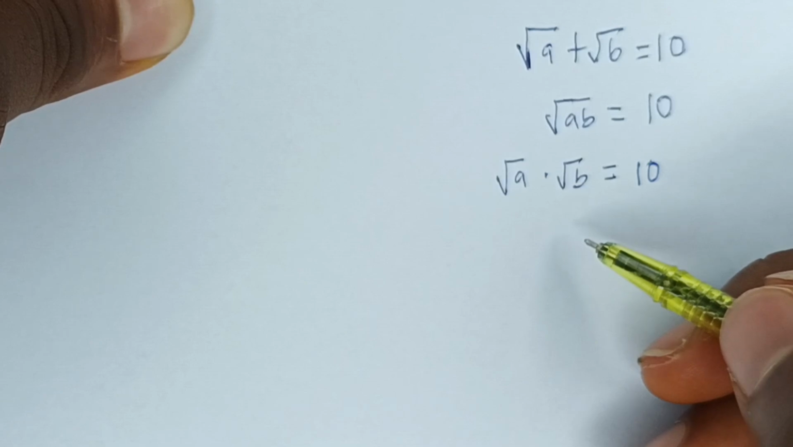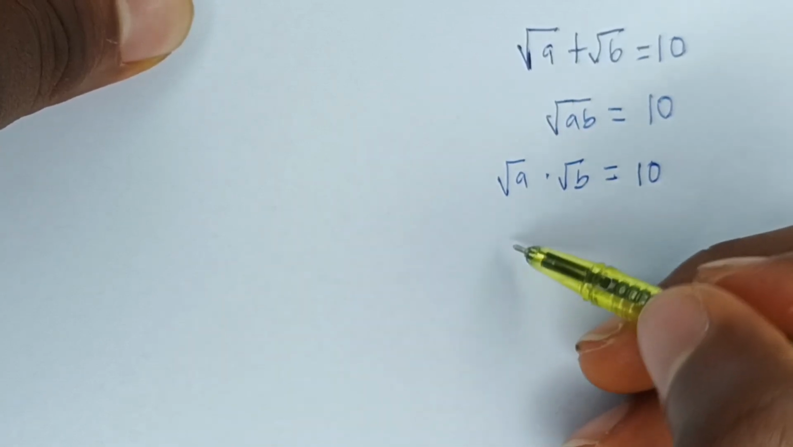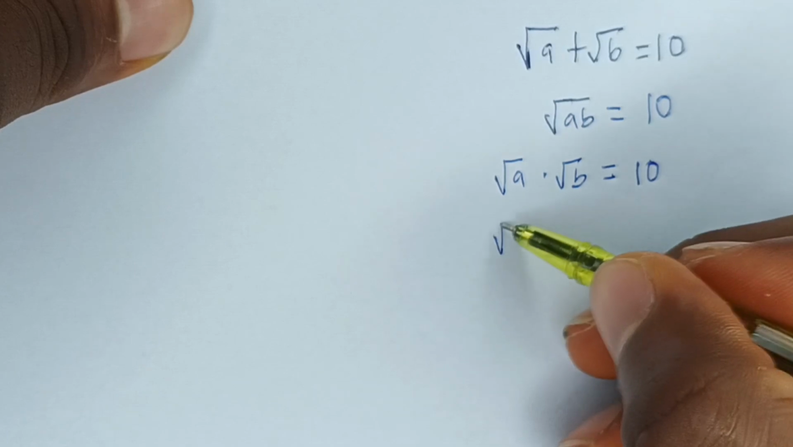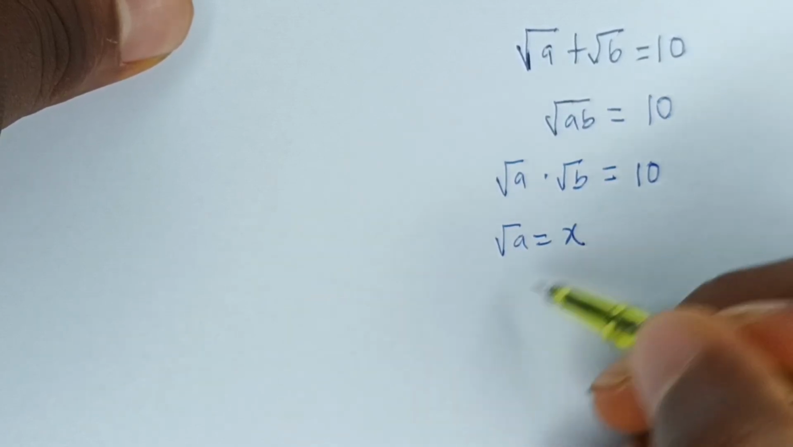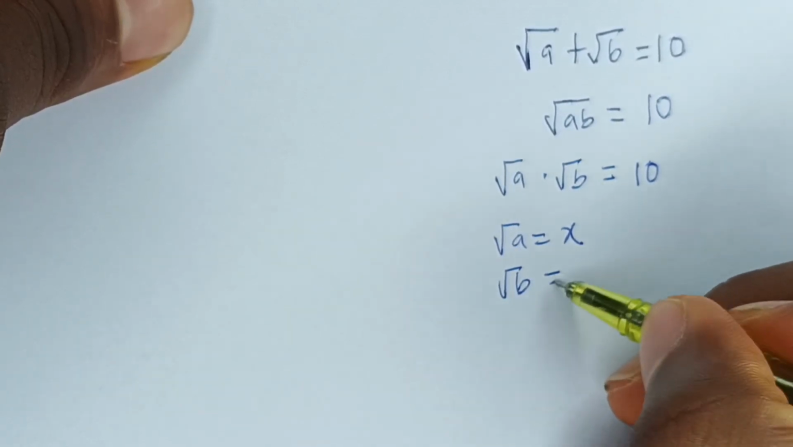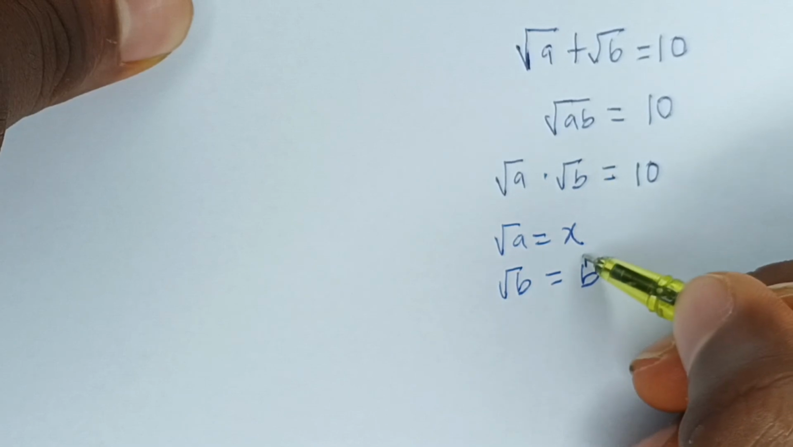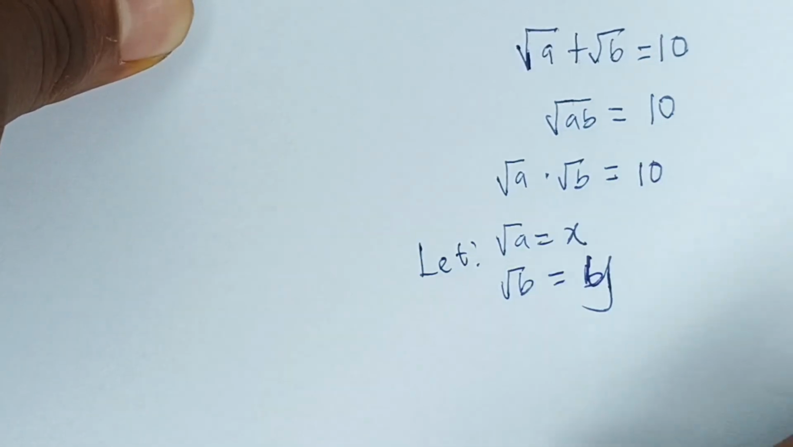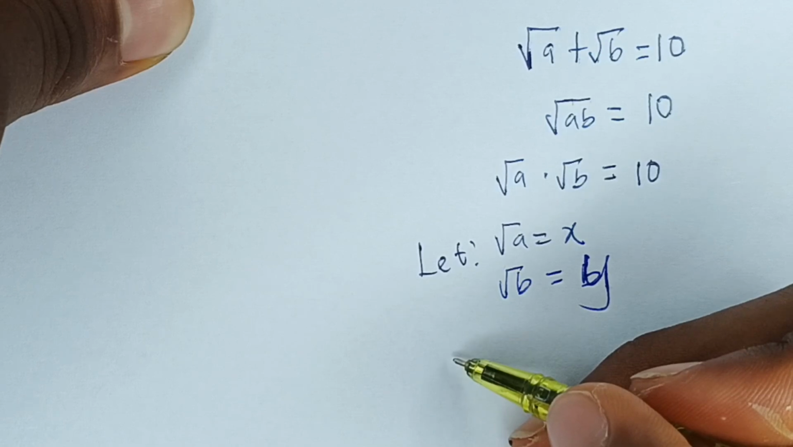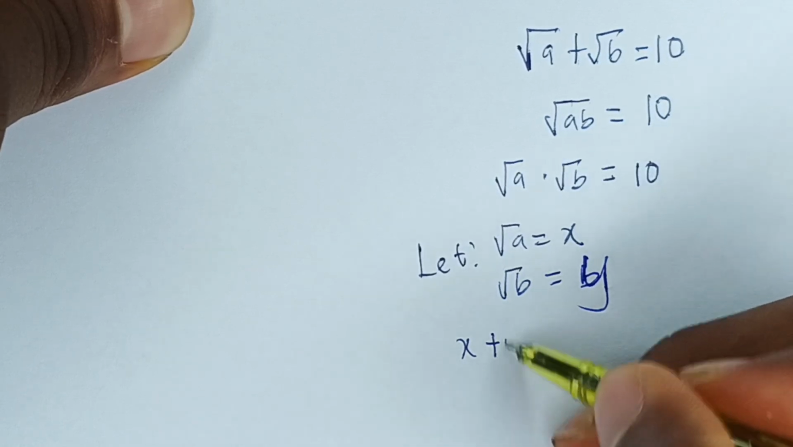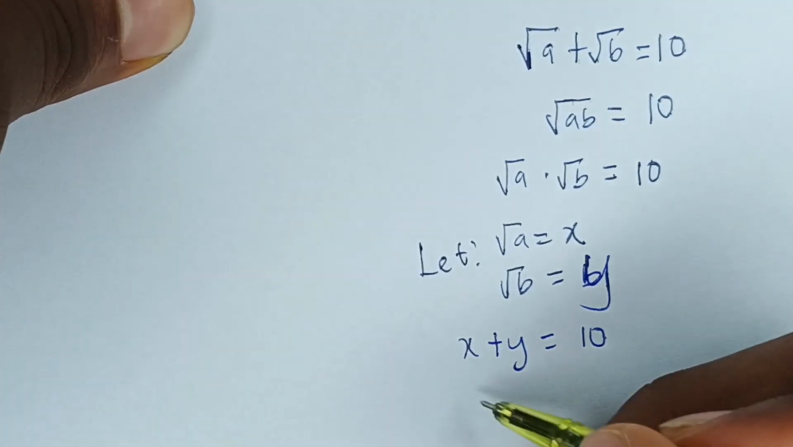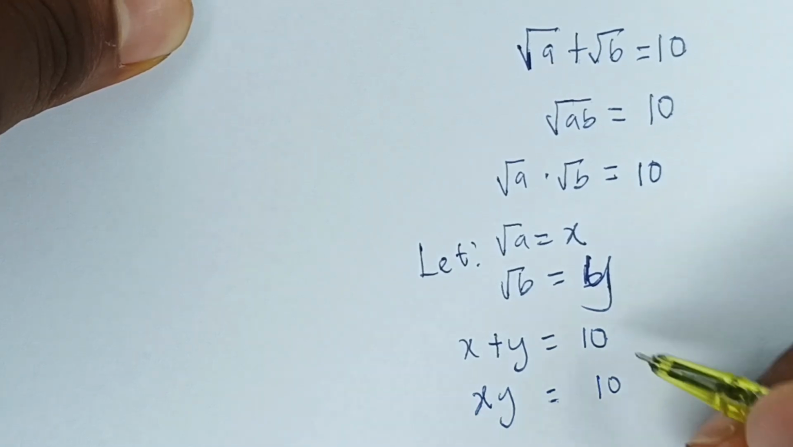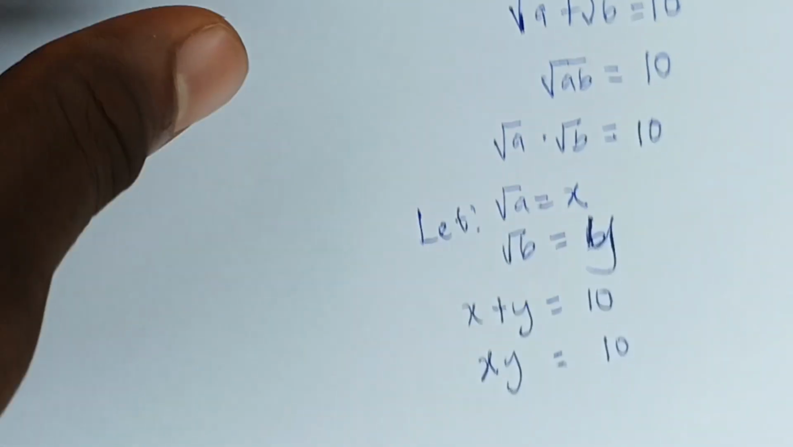Moving on, let's now say that root of a is equal to x, root of b is equal to y. So let this be this. It means that what we have here is x plus y is equal to 10, and x times y is equal to 10. This will be easier to solve for us.